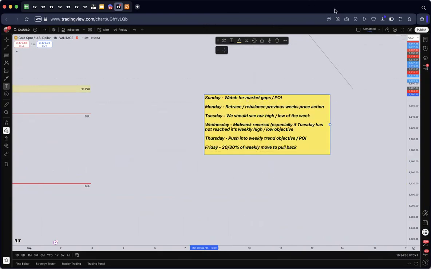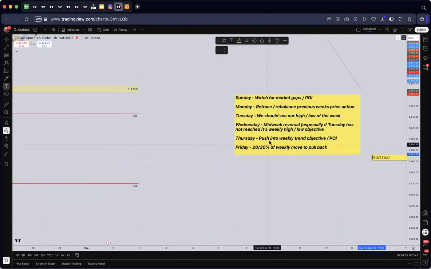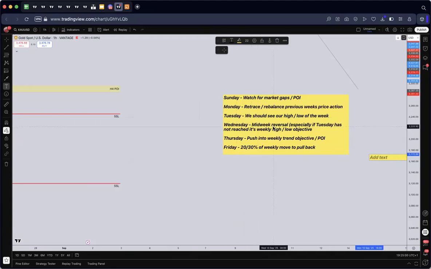This is what tends to happen when the week starts. So when we're looking at this, Sunday, we already know what's happened. Monday, retrace, rebalance previous week's price action. Tuesday, we already know what's happened there. So we already understand what is happening throughout the week, basically. So tomorrow, can we see a higher of the week? Hopefully, like I just showed you. Wednesday, can we see a midweek reversal, especially if Tuesday's objective has not been met?